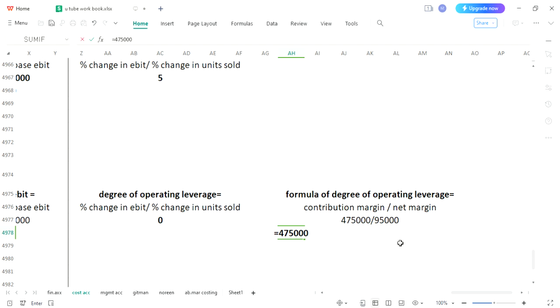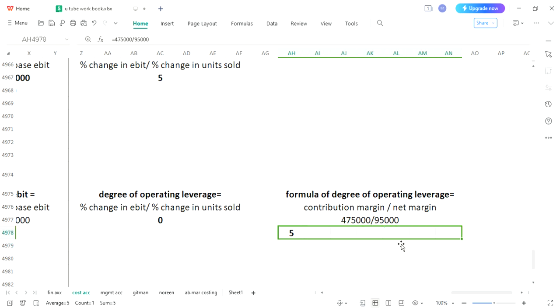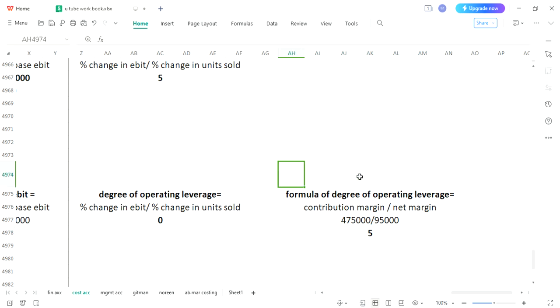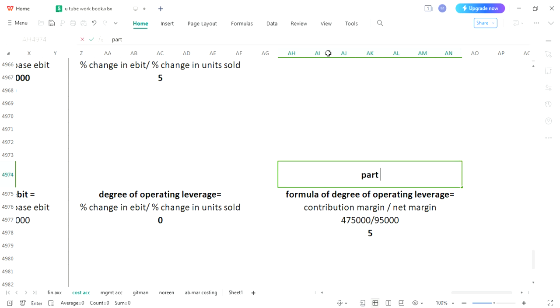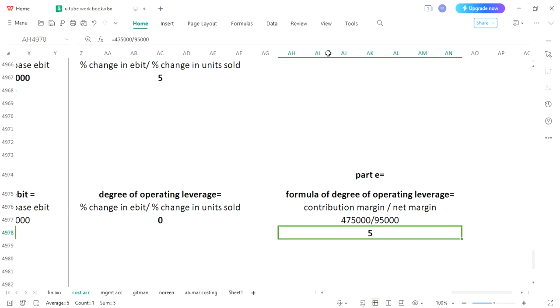4,75,000 would be divided by 95,000. So we have got our answer over here, which is 5. Let's make the space. Final answer, this was your, I think, E part which we have calculated. Since the question had a length, part E was calculated over here and your answer is 5.